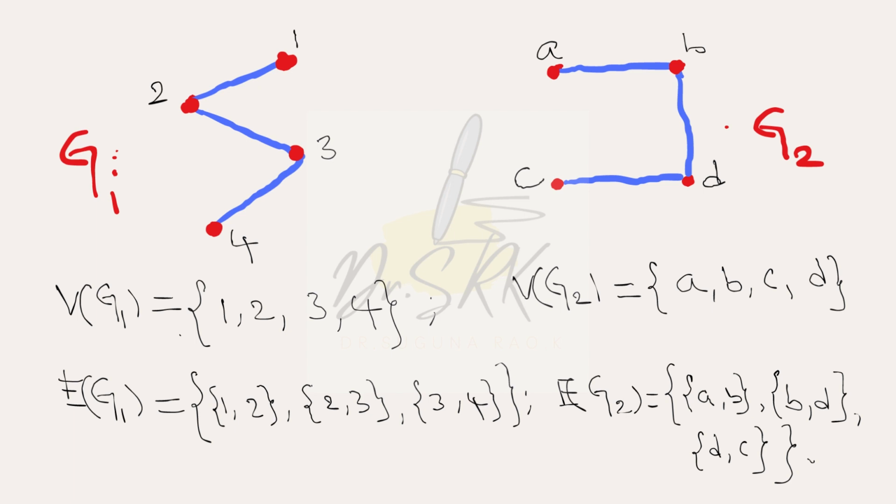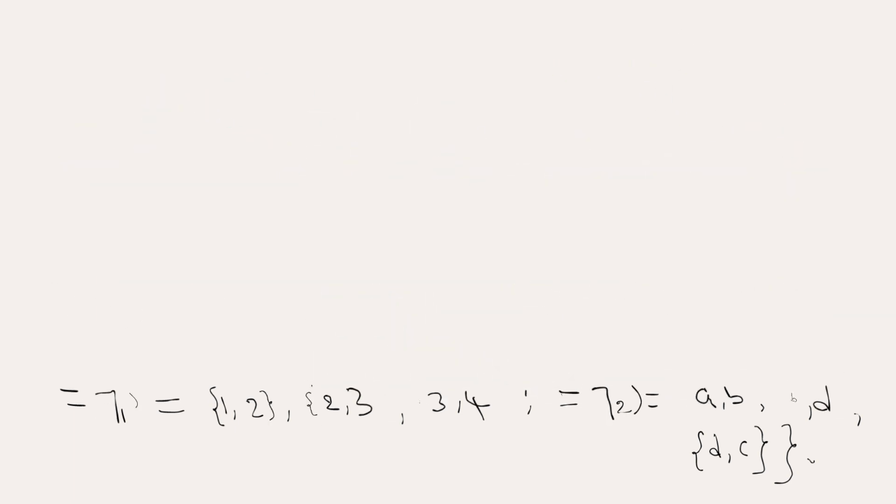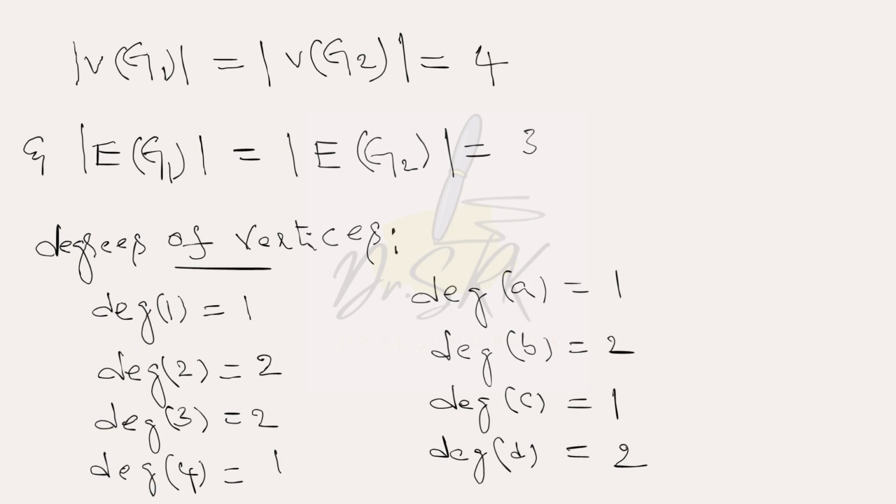Similarly, degree of A is 1. Degree of B is 2. Degree of D is 2. And degree of C is 1. So depending on the number of edges incident on the given vertex, we decide the degree of that vertex.